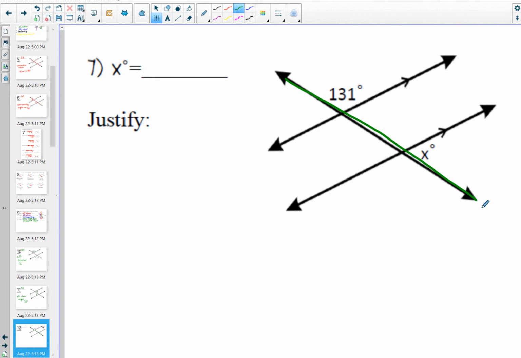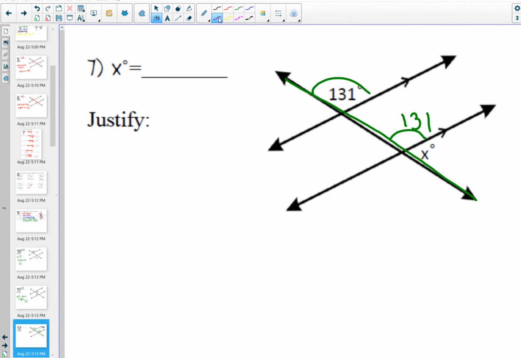Okay? Now we can reason that instead of having same side interior, we have same side exterior. Or we can just get a two-stepper here. Ready? Because I know that this angle right here and this angle right here are corresponding, aren't they? So this one's 131 degrees. Do we all agree? Because they're corresponding?